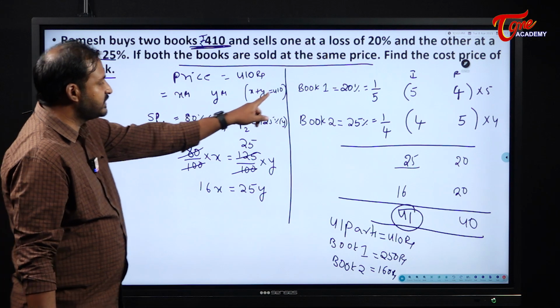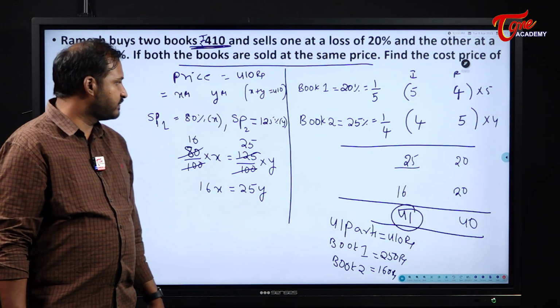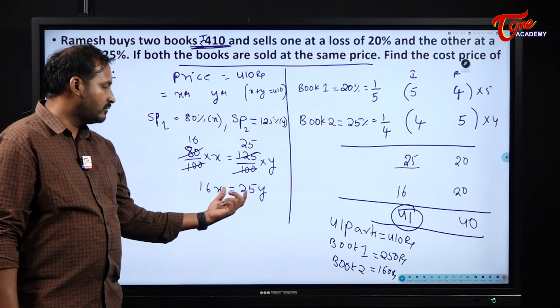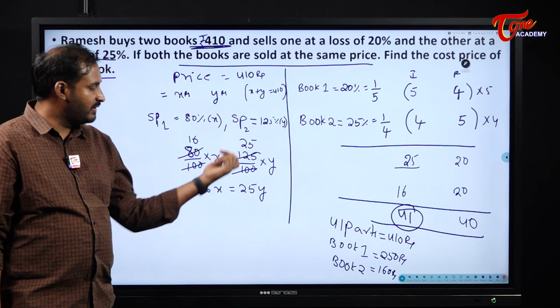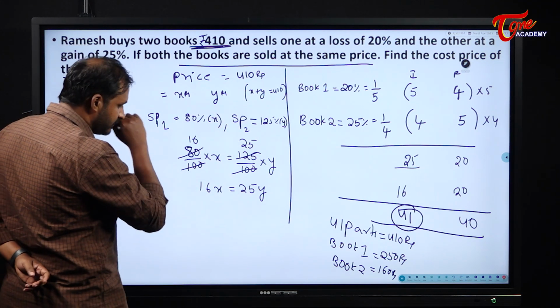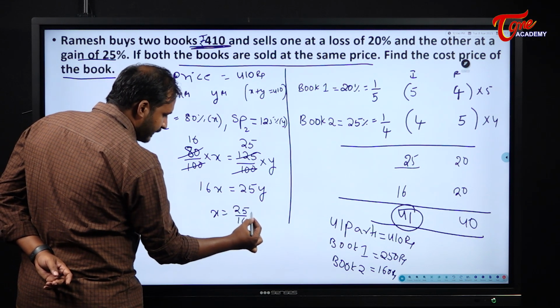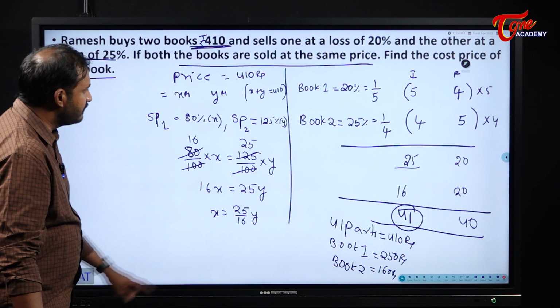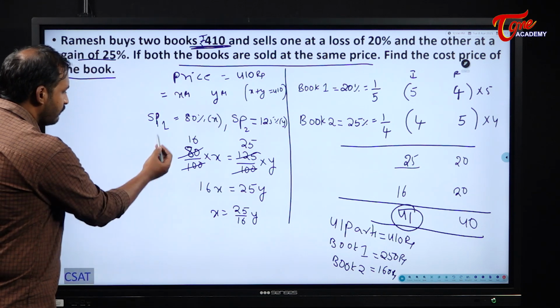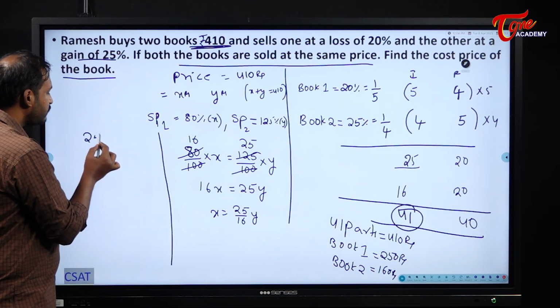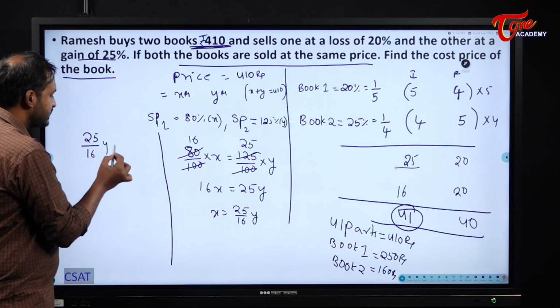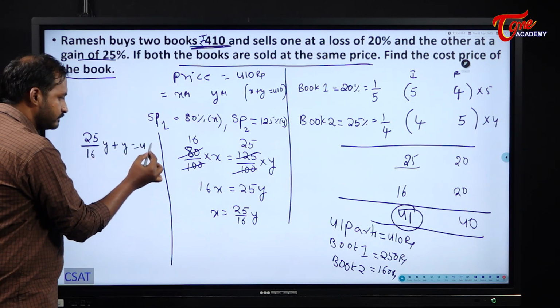And we also know that x plus y is equal to 410. So now substitute either the x value or the y value. How can you substitute here? Please observe here, students. The x value I can write as 25 by 16 into y. So now I will substitute this x value here. What happens when I substitute? 25 by 16y plus y is equal to 410.